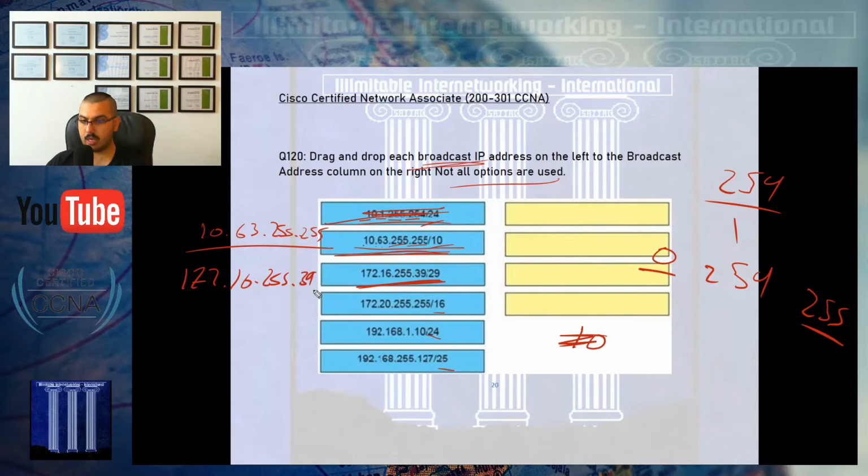Smallest will be /29. Okay, so this will be 172.16.255.39/29. It gives me 29 ones, and thus only three zeros left. So 2 to the power of 3 will be 8. 8 is the increment value of this subnet. And where does this subnet start from? So this part is all ones, the network part. This is the host part.